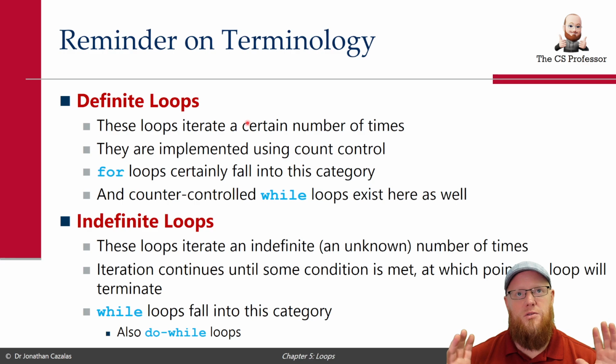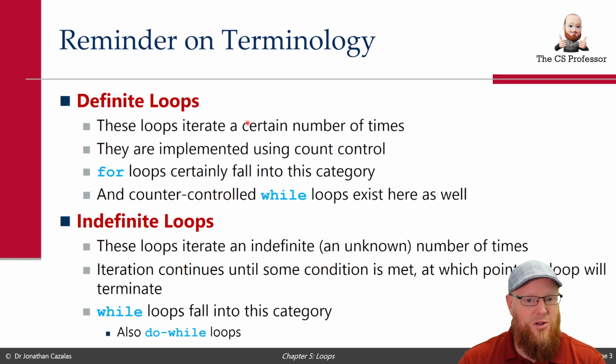So some reminder on terminologies. We have definite loops and indefinite loops. Maybe you haven't heard that term before. A definite loop is a loop that will run a specified, or a definite, number of times. They're implemented using loop counting control. Whether you had a counter-controlled while loop, or you had a for loop, which is pretty standard for definite loops, these exist within that category.